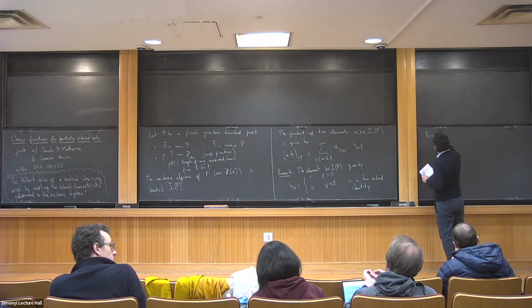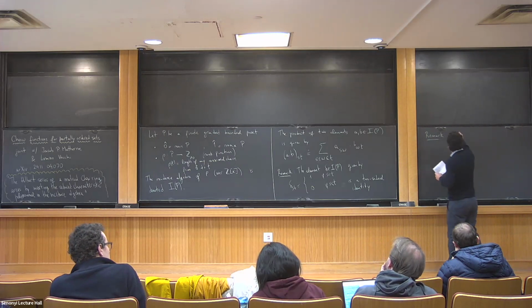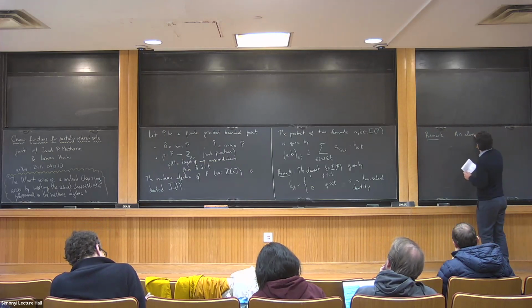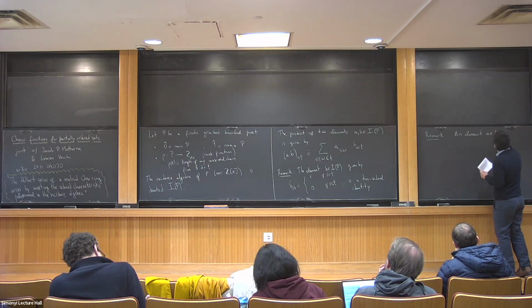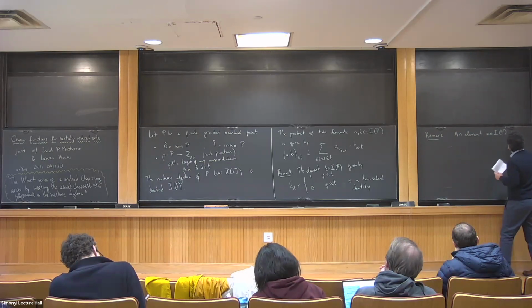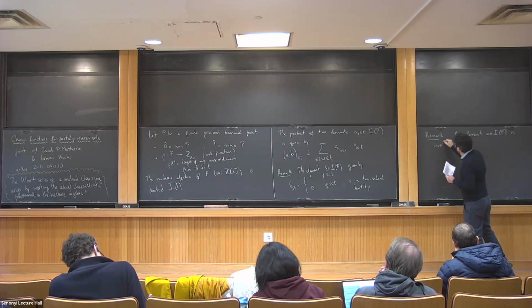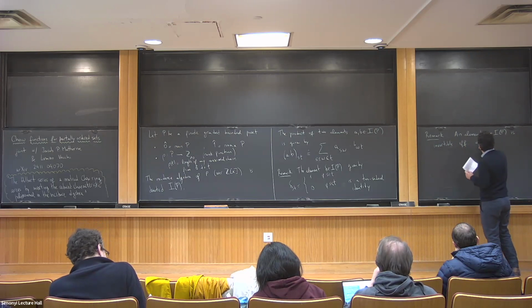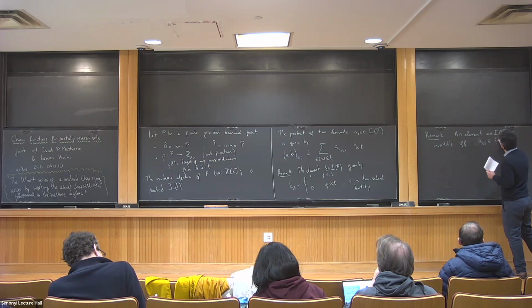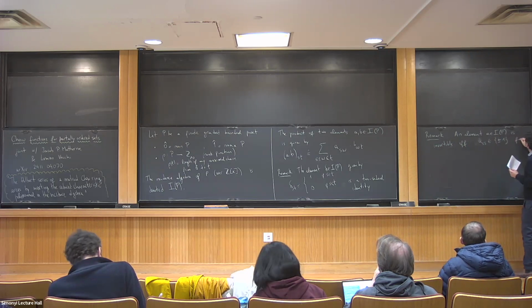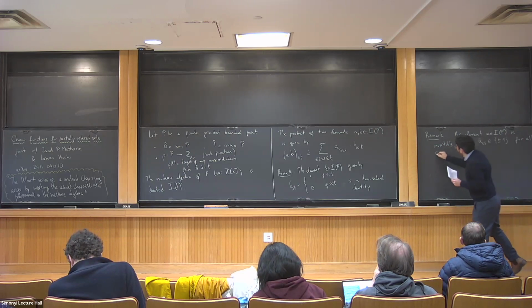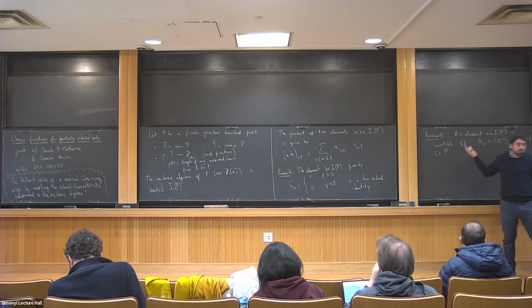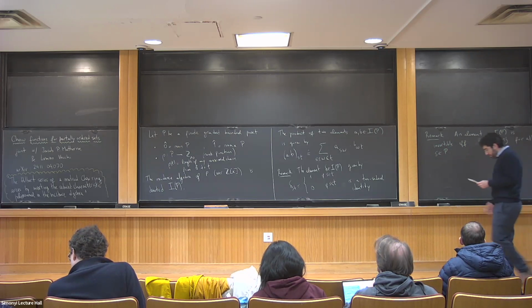Remark. An element A in I(P) is invertible if and only if A_SS is the polynomial plus or minus 1 for all S in the poset P. So this is a very easy criterion to tell whether an element has an inverse or not.